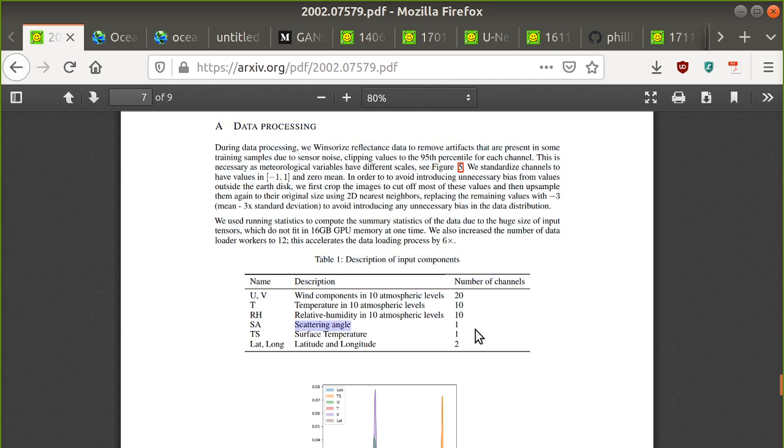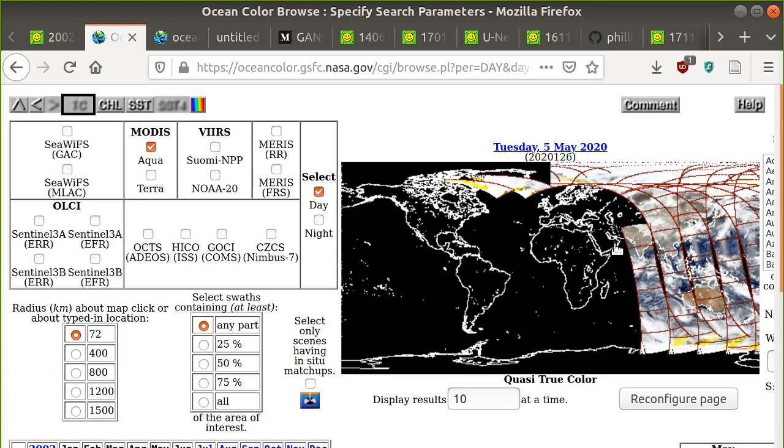Surface temperature is obvious, and latitude and longitude are just fed in as additional inputs because the latitude and longitude on the image are not stationary with respect to the satellite. The satellite is moving around the Earth, and so the latitude and longitude are going to change over time, as we saw in our little preview of today's data.